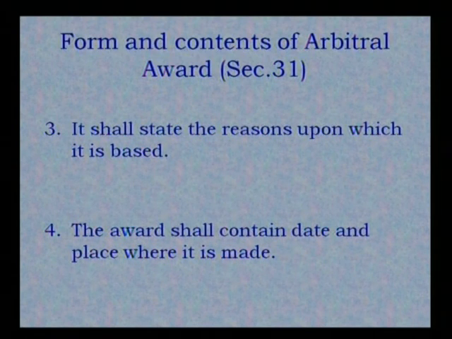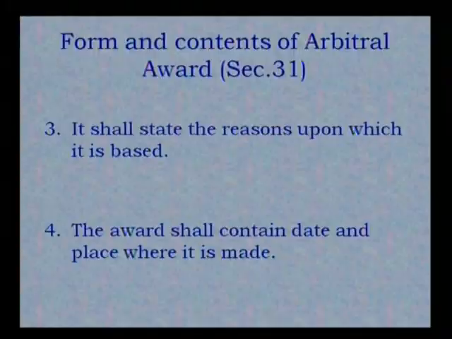And the fourth clause is, the award shall contain the date and place where it is made. Now friends, why are these two provisions included in section 31? As per section 31 clauses 3 and 4, which prescribe authentication, if the order contains only the decision and not the reason, then the person who is relying on the award would not be able to understand why the tribunal came to this conclusion.